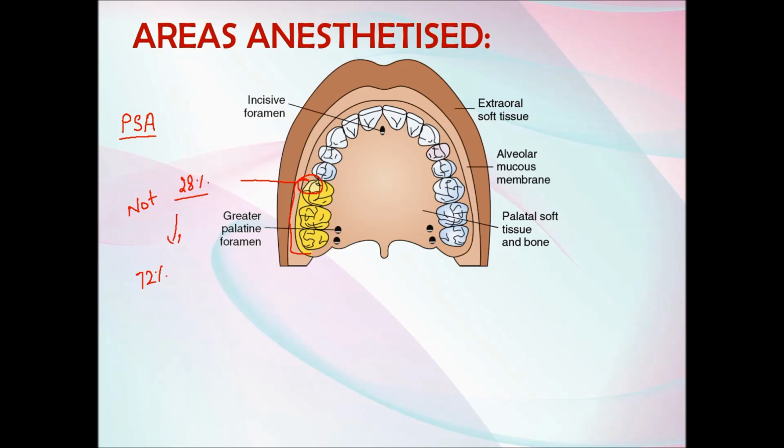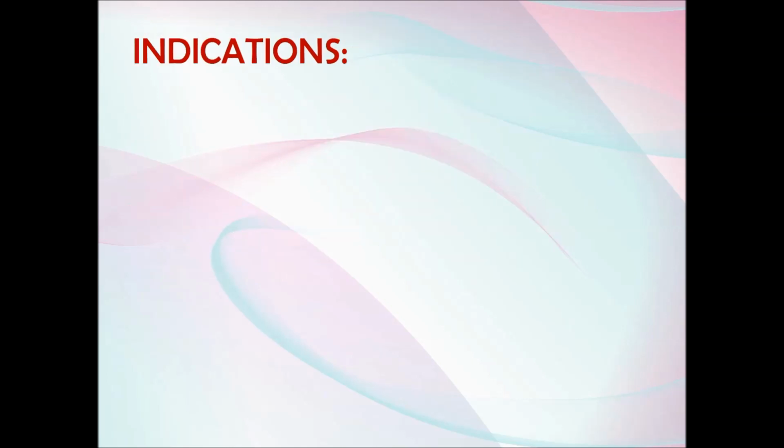The second is the buccal alveolar process of the maxillary molars, that is the bone overlying the teeth, and the buccal periosteum is the third area anesthetized. The fourth is the buccal mucosa, which is anesthetized when you give this posterior superior alveolar nerve block.